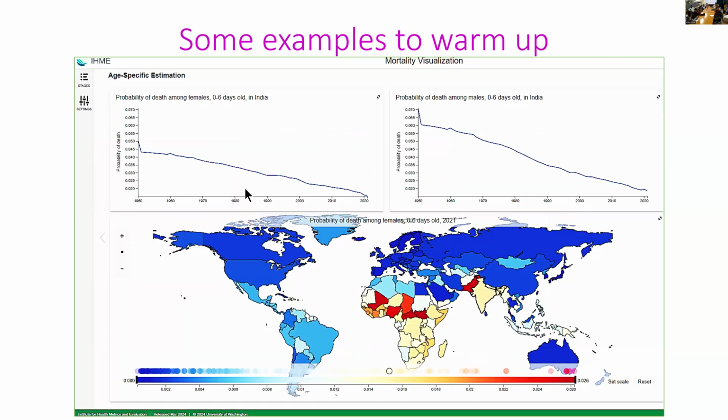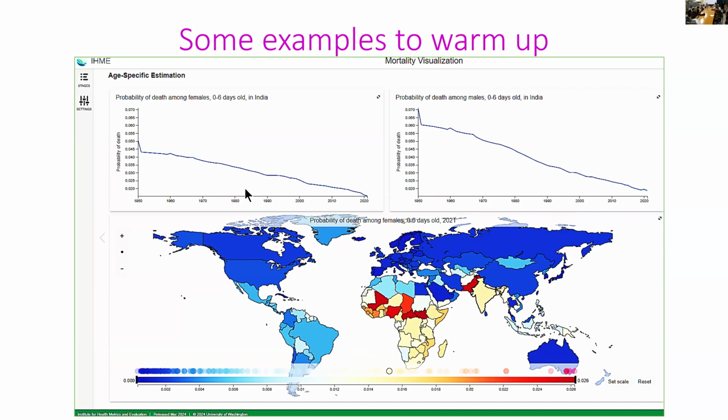Another way of looking at a graph: deaths among people 0 to 6. There's a big infant mortality. So you can see that in women, this is India, girls in India, the infant mortality, so 0 to 6 mortality was quite high in 1950 and it has come very low by 2020. And similarly for boys also, the mortality rate came down from very high in 1950 to slightly higher.